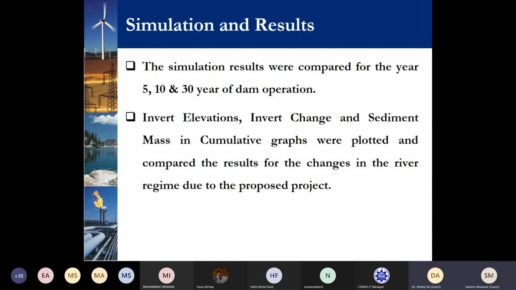Then simulation was carried out, compared for the year 5, 10, 30 years of dam operation, and invert elevations, invert change, and sediment mass in cumulative graphs were plotted and compared for the results for the changes in the river regime due to the proposed project.